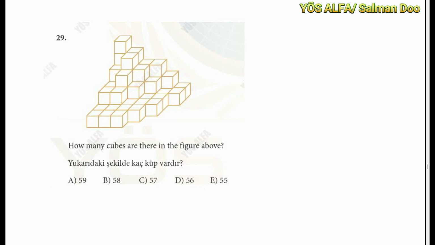Cube counting again. We'll start by counting 1 cube block, and then 2 cube blocks, and then 3, and then 4, and then 5, and we will sum them up.